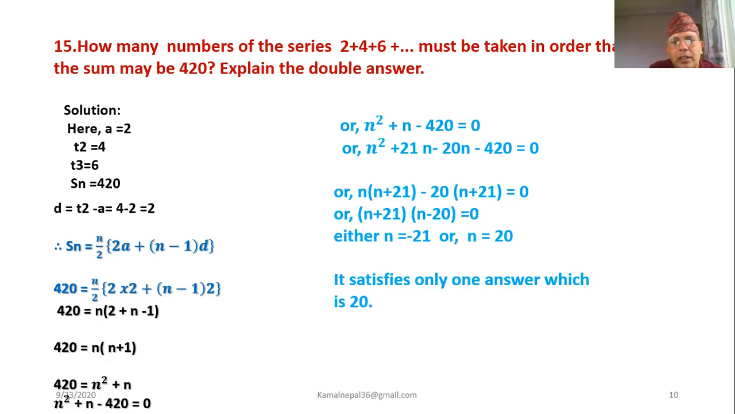Then you got n is equal to minus 21 and n is equal to 20. But don't forget, your n must be a positive or whole number. So you got n is equal to minus 21, reject that value, so you got only one answer, that is n is equal to 20. So you can say it satisfies only one answer, which is 20.